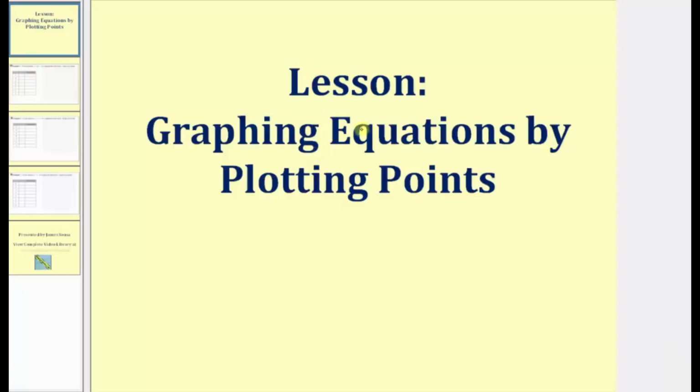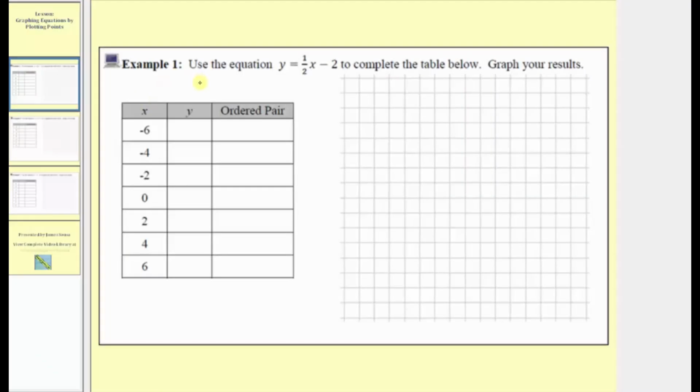Welcome to part 1 of our lesson on graphing equations by plotting points. In example 1, we want to use the equation y equals 1/2 x minus 2 to complete the table below and then graph the results. So looking at the table, notice how we're given the input values or x values. We want to find the corresponding output values or y values, then write the ordered pairs, and then plot the points on the coordinate plane.